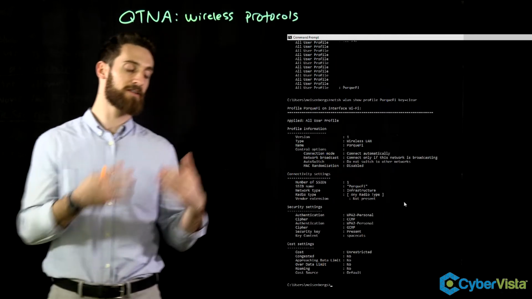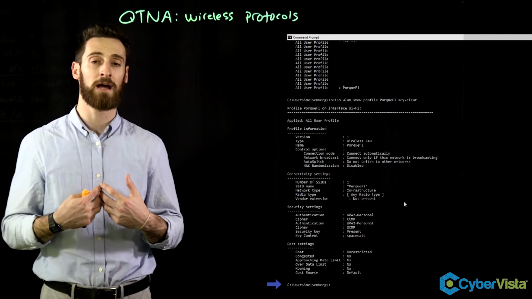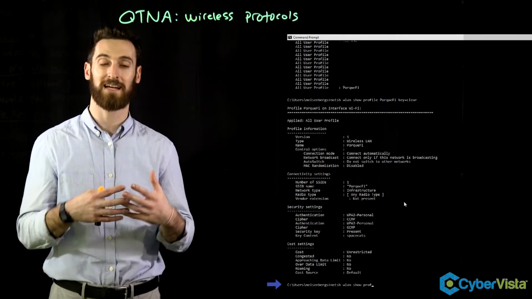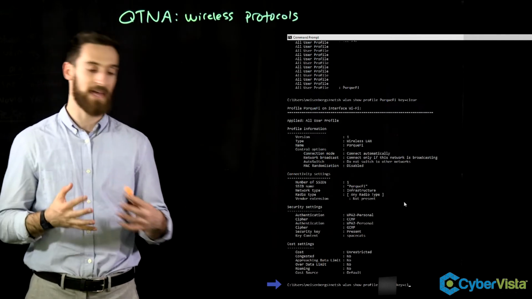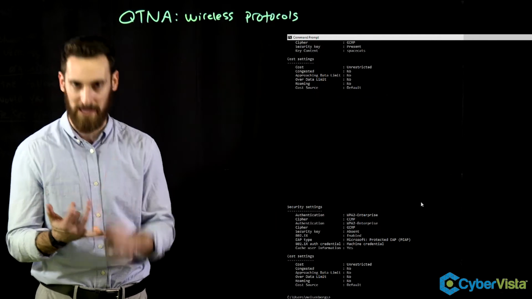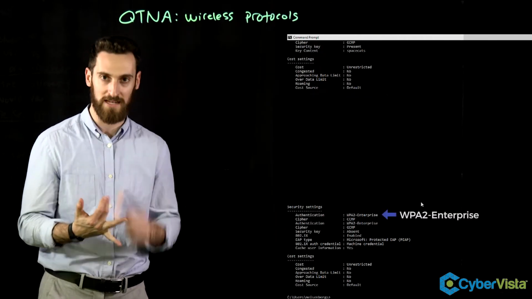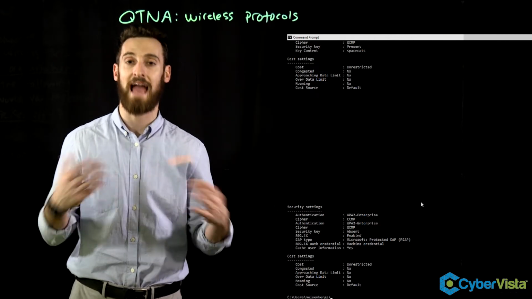Now, let's run a very similar command, but let's try it on a network that I actually know is running in enterprise mode. So we're going to actually get less information. So when we run it in enterprise mode, again, we're looking for the security settings. So what does it tell us? WPA2 enterprise mode. That means there's authentication. So you notice that when it says key content, it says absent.